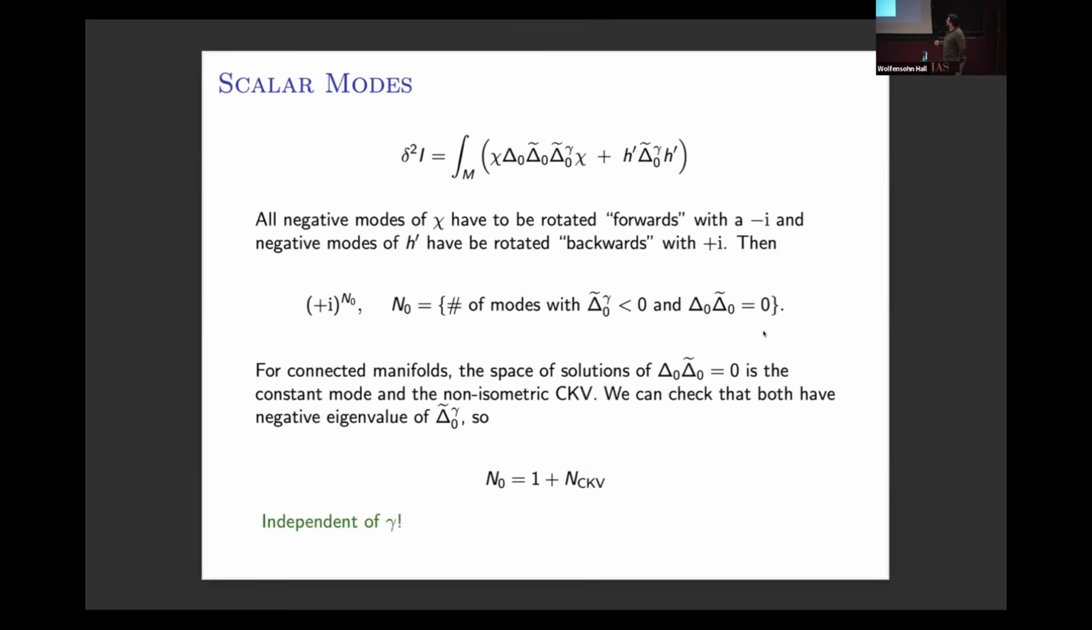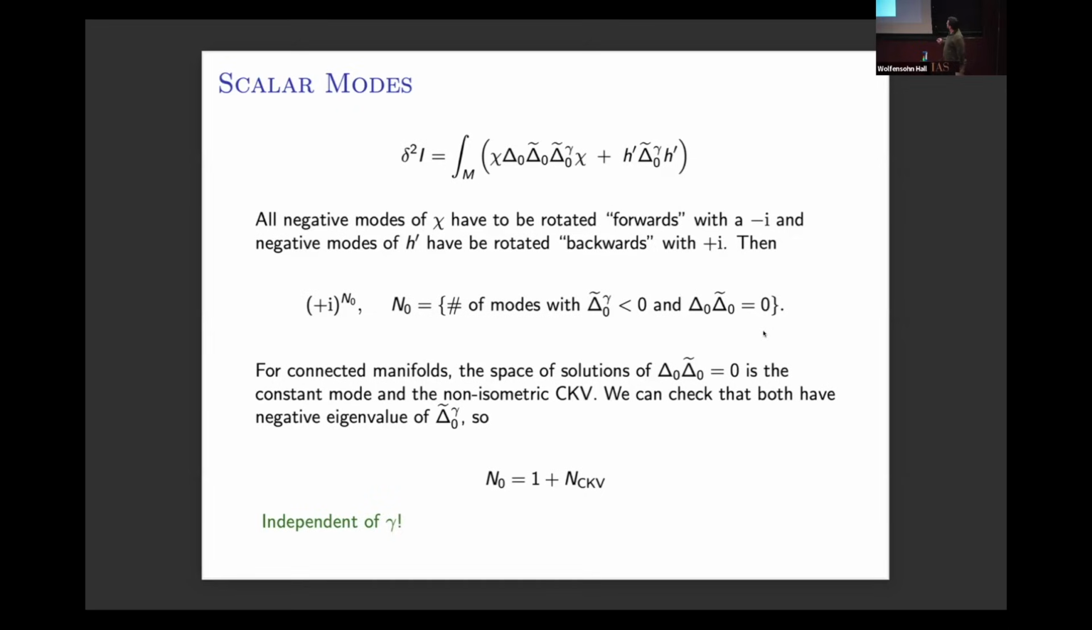Okay. Now the contour for chi, if we have a negative mode of delta tilde gamma, has to be rotated with a minus i, just like we did for all the other components of the metric. But if we have a negative mode of H prime, we need to rotate it backwards with a plus i, because it's a mode that we shouldn't have rotated to begin with. And in our paper, we only consider this possibility. I think in the Maldacena, Turiaci and Yang paper, they consider other possibilities too. But I don't know, we didn't.